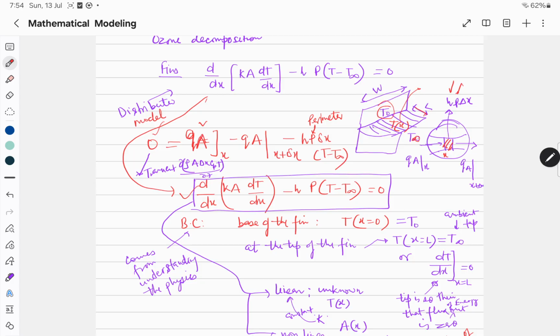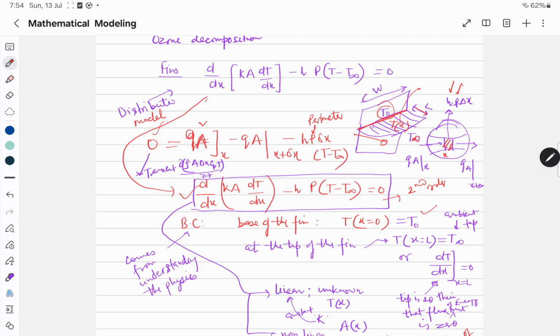Is it linear or non-linear? This is linear. Now this is a second order ordinary differential equation, so we need two boundary conditions. One is at the base of the fin, at x equal to 0. X we are taking in this direction, so at x equal to 0, T is equal to T0.